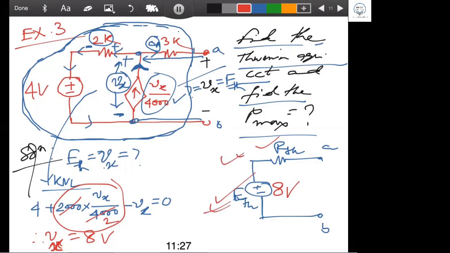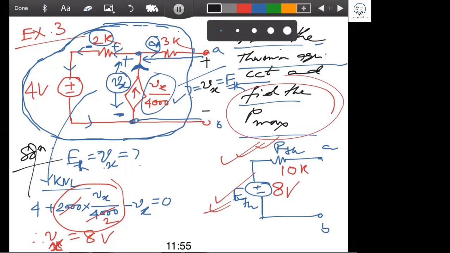Now you have the two answers, R Thevenin and E Thevenin. This is our first job in this problem. The next question is to find the maximum power. Now go for the maximum power equation. Can anybody tell me the maximum power equation, or have you forgotten it already? Pmax equals E Thevenin squared divided by 4 R Thevenin. Beautiful. Excellent.